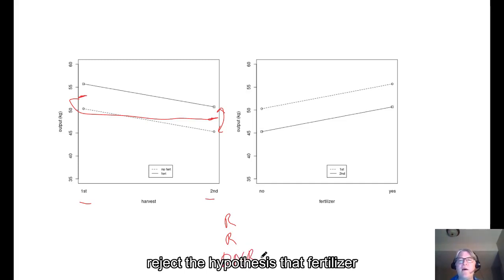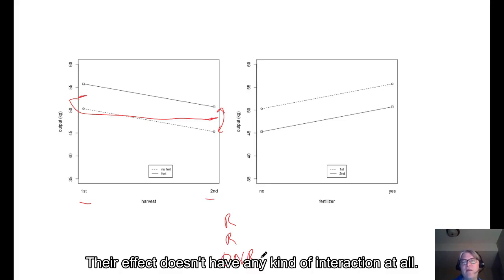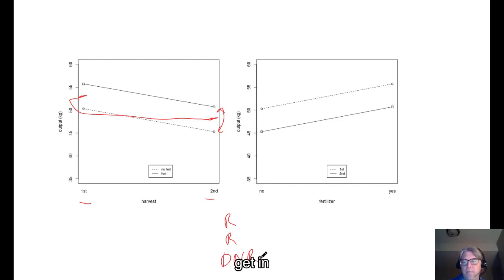We do not reject the hypothesis that fertilizer and first versus second harvest are acting additively or independently of each other. So they both have an effect, but their effect doesn't have any kind of interaction at all. It's just the sum of the effects that you would get.